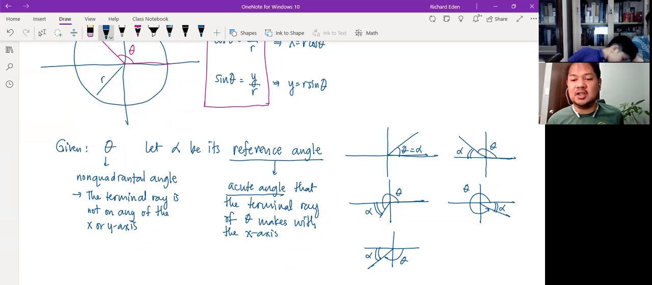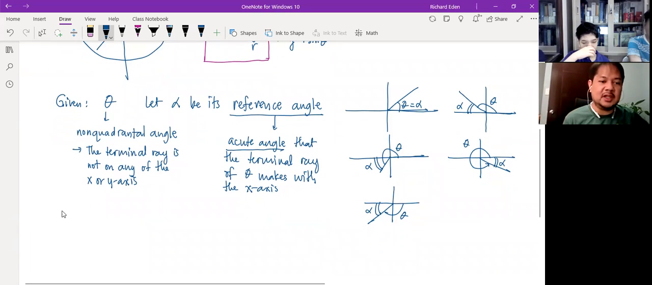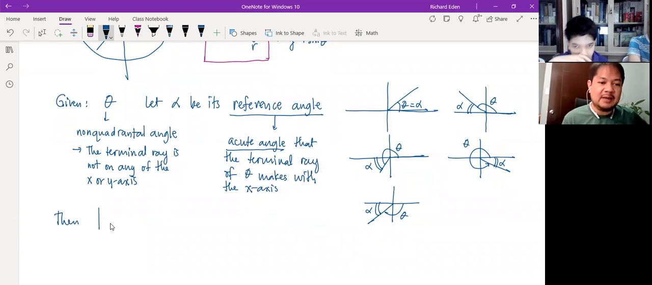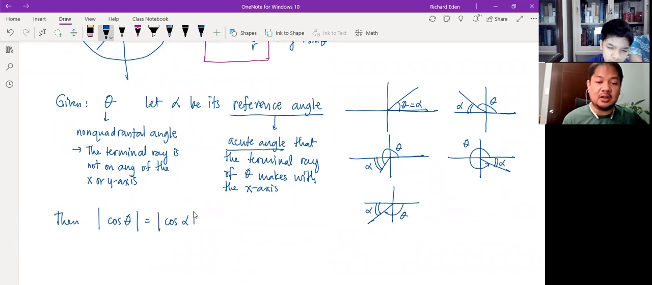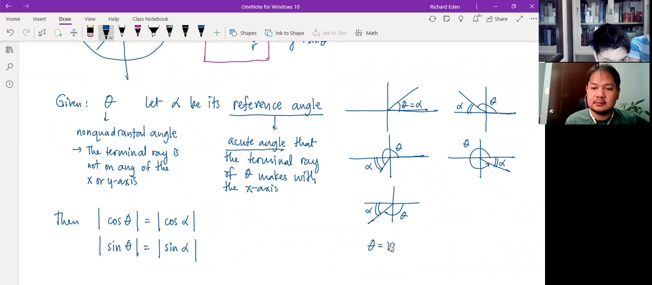So the observation that I'd like to point out here is the following. The absolute value of cosine theta will be the same as the absolute value of the cosine of the reference angle. And then the sine of theta will be of the same magnitude, same absolute value, as the sine of the reference angle. So for example, if you look at 120 degrees, what is its reference angle?